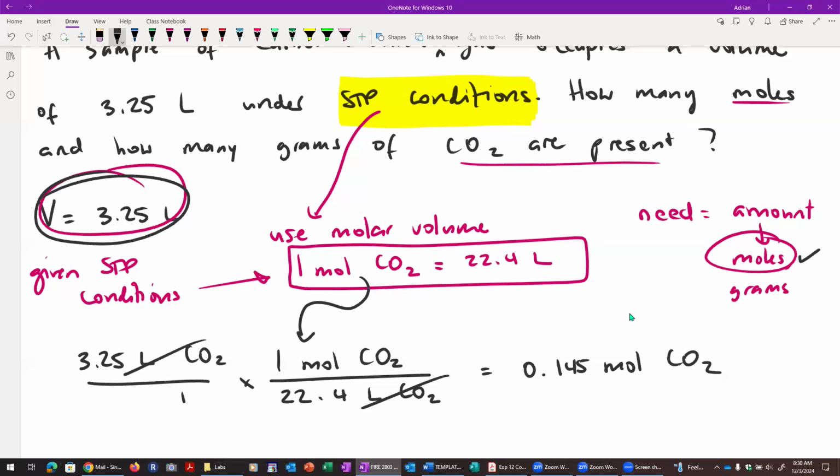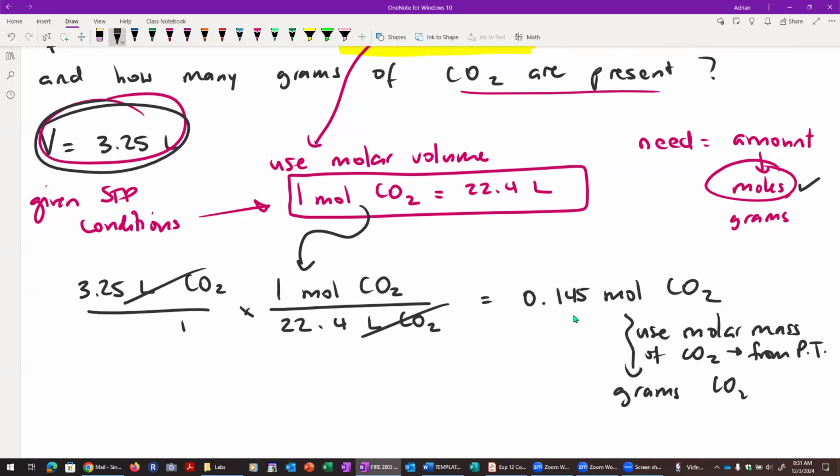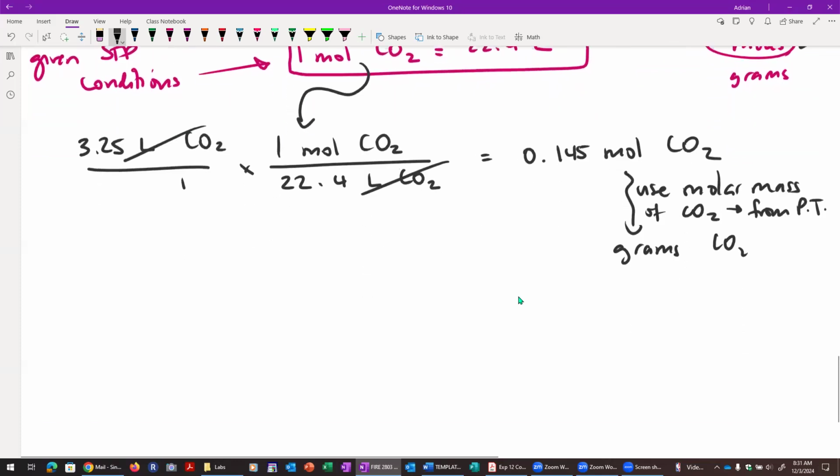We also need the amount in grams. So now we want to go from moles of CO2 to grams of CO2. How do we go from moles to grams? Well, we're going to use the molar mass of carbon dioxide. And that's something we can find from the periodic table. Look up the individual molar masses for carbon and 2 oxygen, so 1 mole of CO2. So carbon is 12, oxygen is 16. So we add them all together, we get 44.01 grams of CO2.